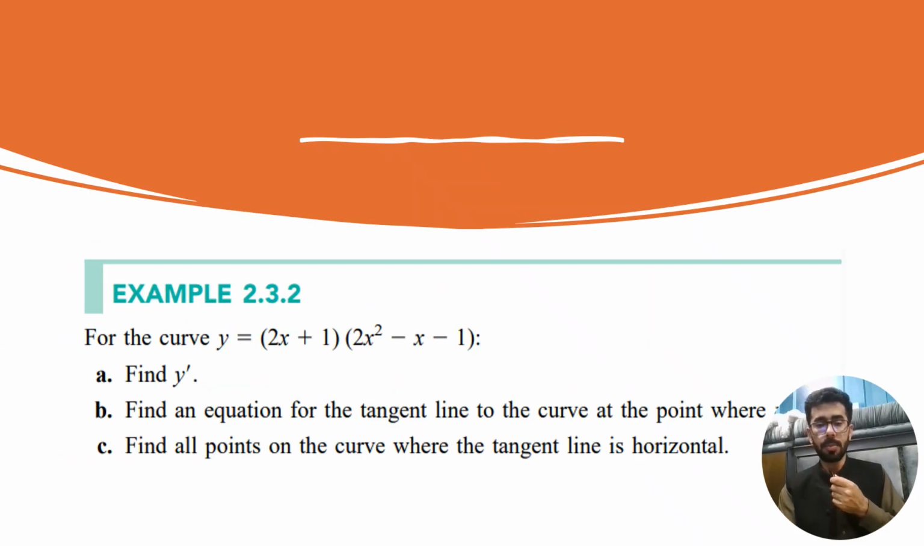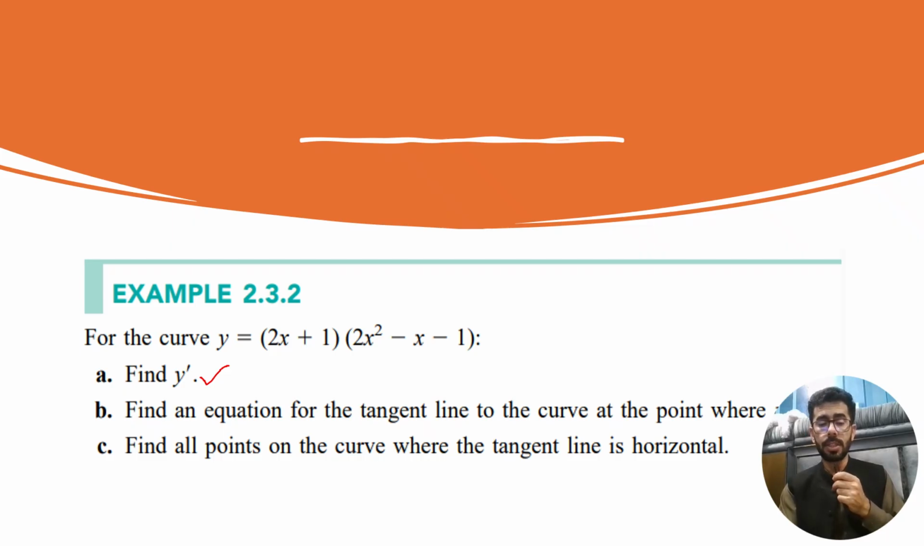We get to the second example of your book. It says that for a curve y equals to the product of 2x plus 1 with 2x squared minus x minus 1, first, it is asking find the derivative y prime. Okay, we'll use the product rule. We'll keep 2x plus 1 same, derivative of the second function, then we take derivative of 2x plus 1, and 2x squared minus x minus 1 is kept same.